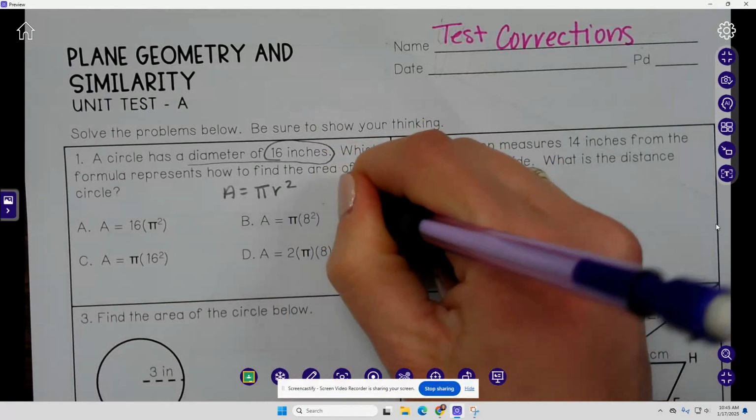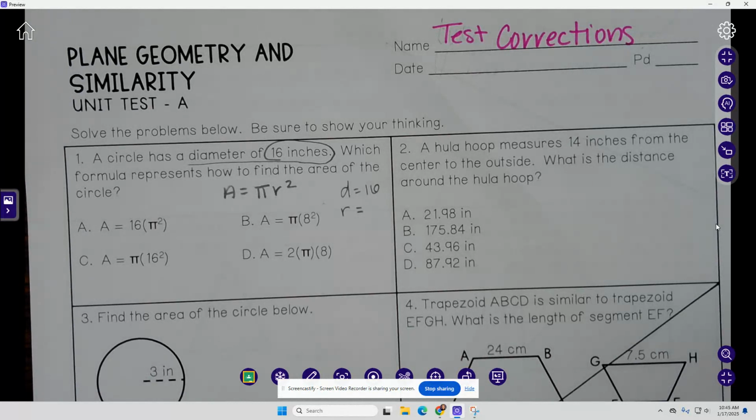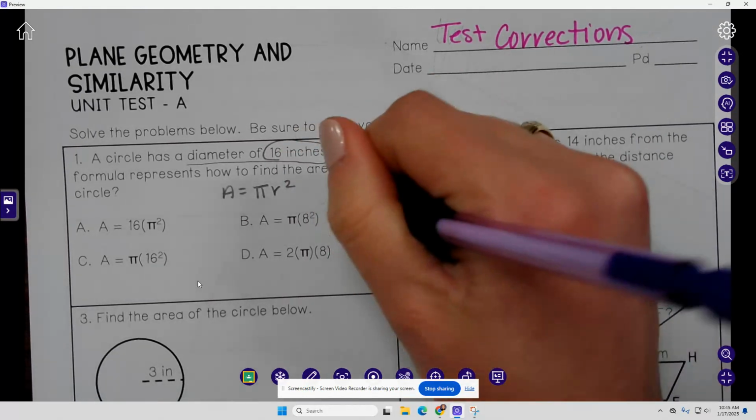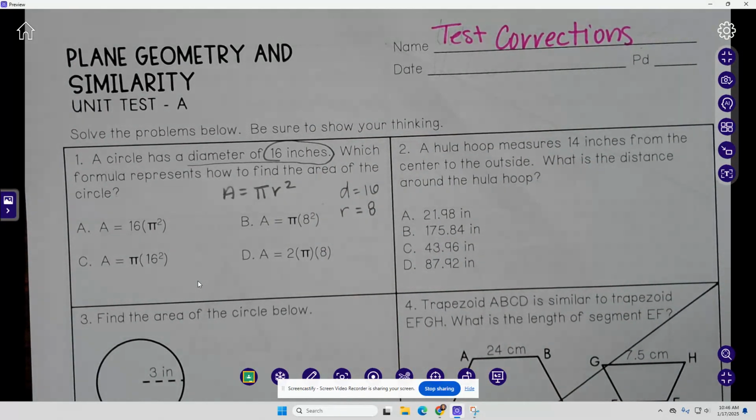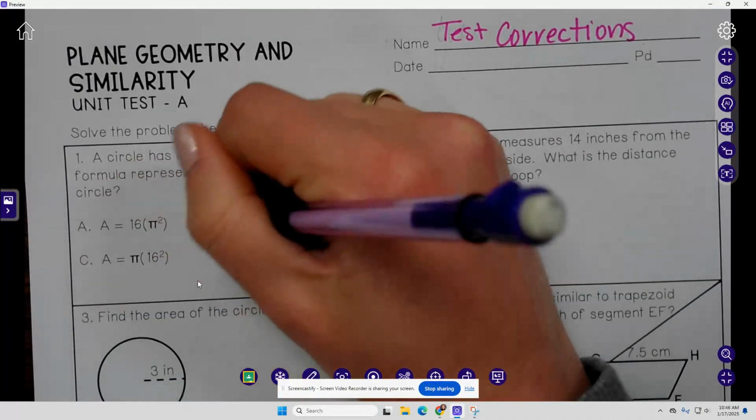I know that the radius is half of the diameter, so if the diameter is 16, then my radius is 8. So if we look at our answer choices, that would be B.